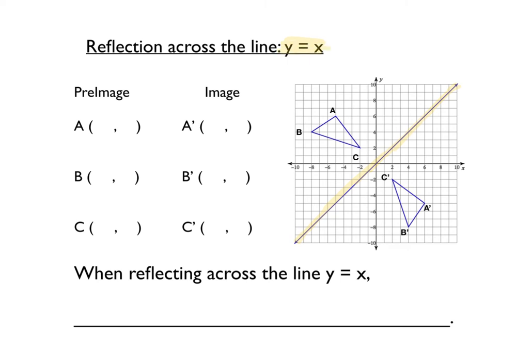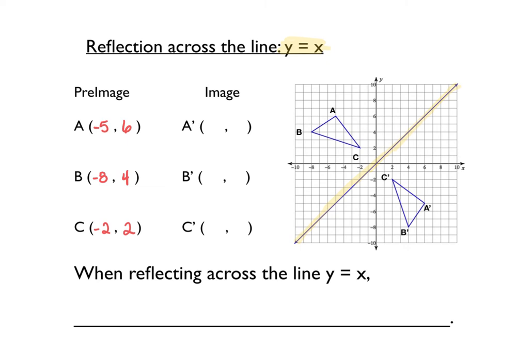Let's look at these coordinates. The coordinates for the pre-image A are negative 5, positive 6. For B, we have negative 8, positive 4. And for C, we have negative 2, positive 2. Those are my coordinates for my pre-image. Then they reflected that across my line y equals x, so let's look at my new coordinates.